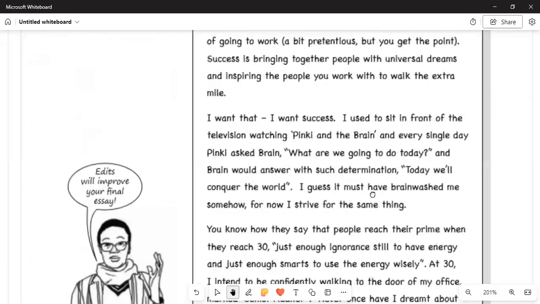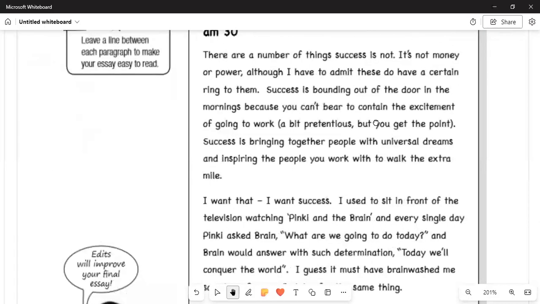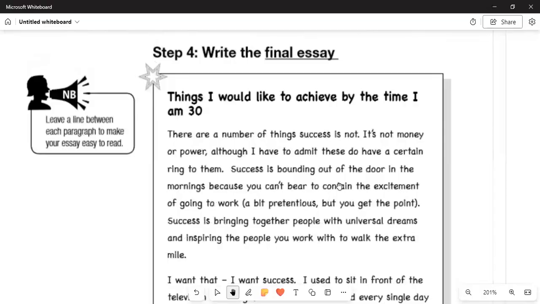So this one, it is the final draft. Okay? It is the final draft. Things I would like to achieve by the time I am 30. There are a number of things. Success is not about money or power, although I have to admit that these do have a certain ring to them, and success is bounding out of the door in the mornings.